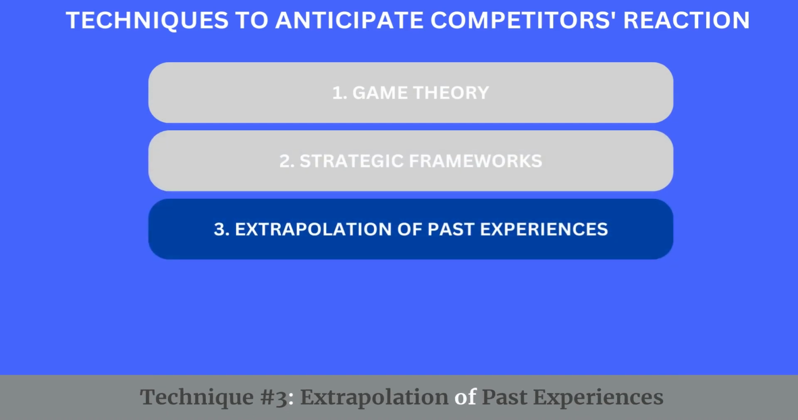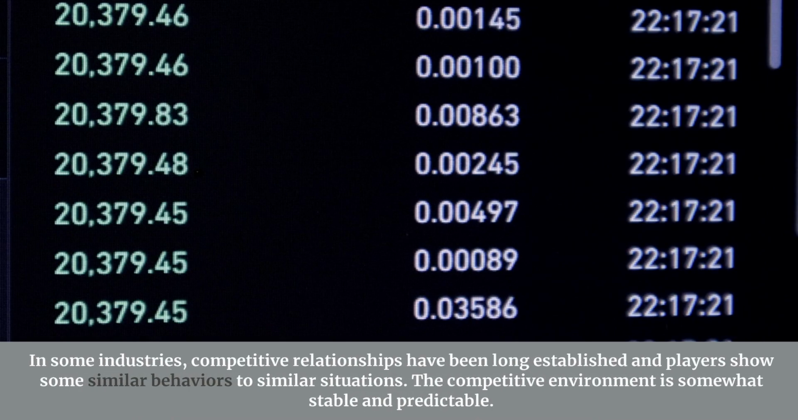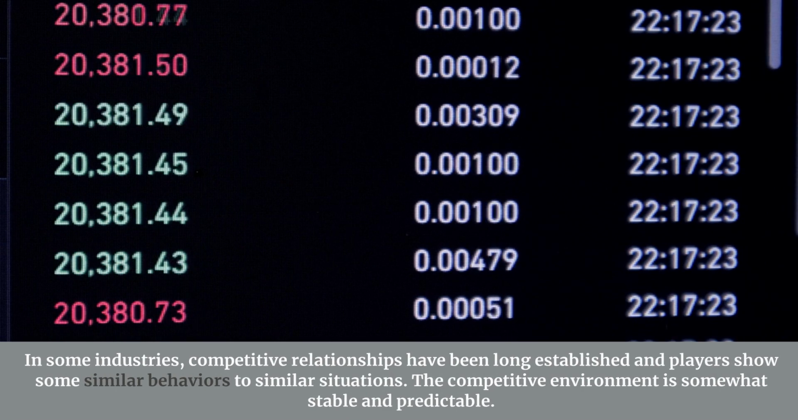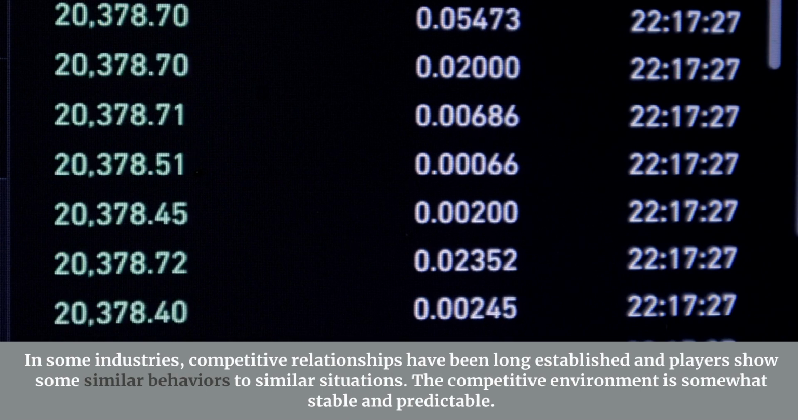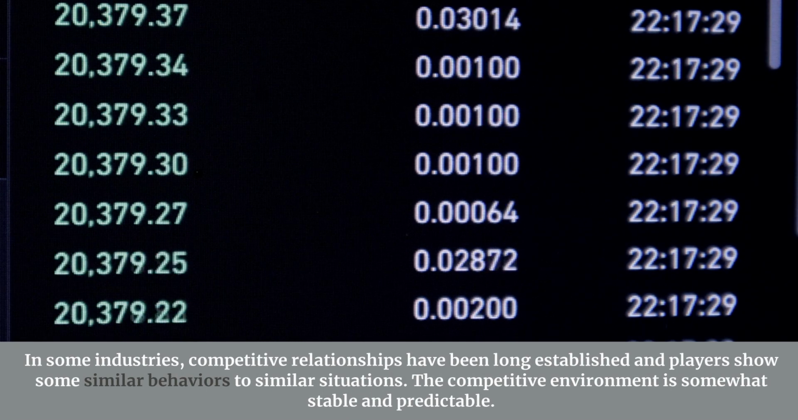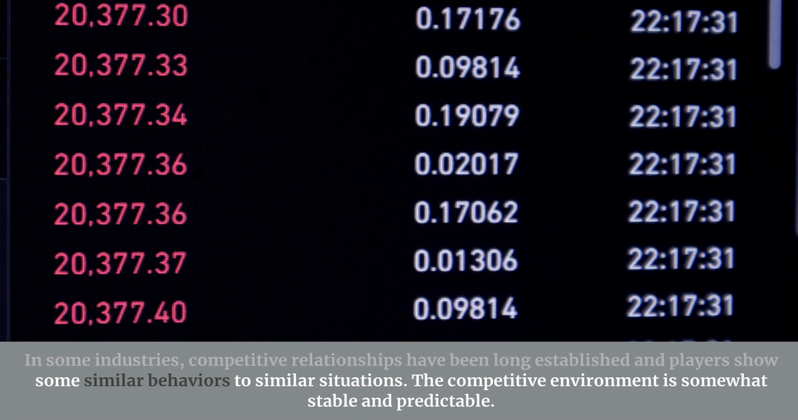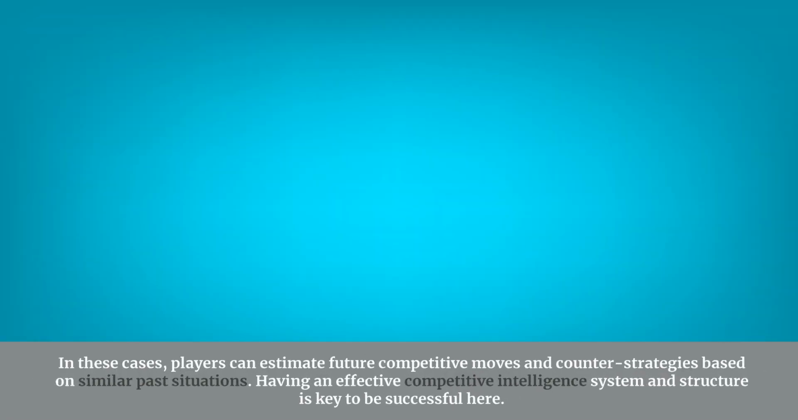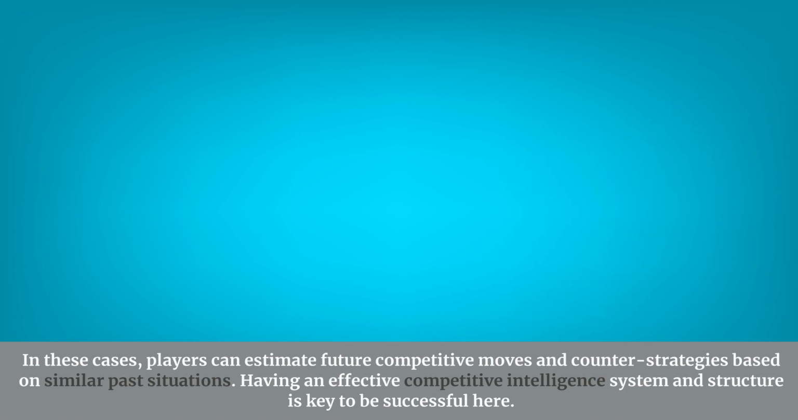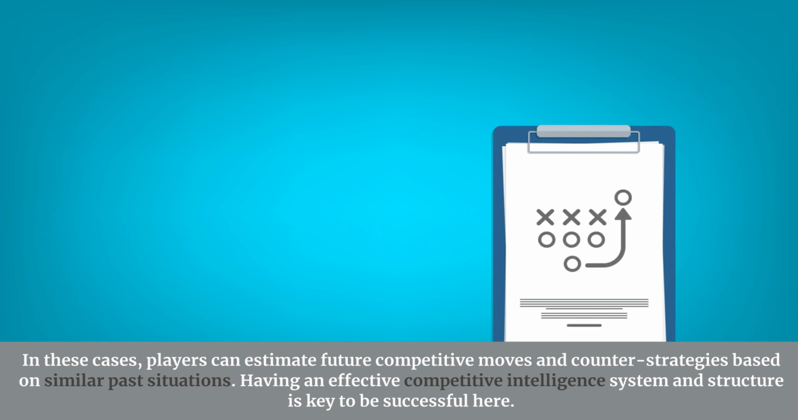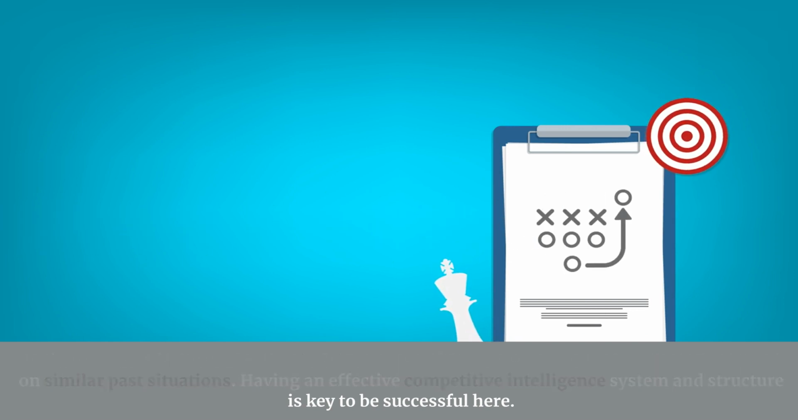Technique number 3: extrapolation of past experiences. In some industries, competitive relationships have been long established and players show some similar behaviors to similar situations. The competitive environment is somewhat stable and predictable. In these cases, players can estimate future competitive moves and counter-strategies based on similar past situations. Having an effective competitive intelligence system and structure is key to be successful here.